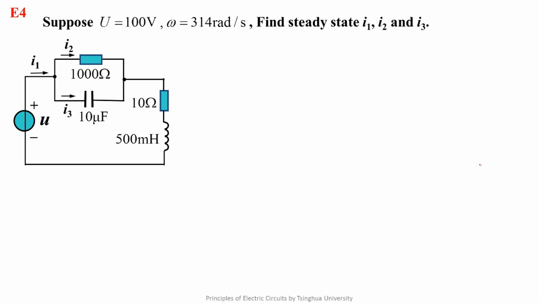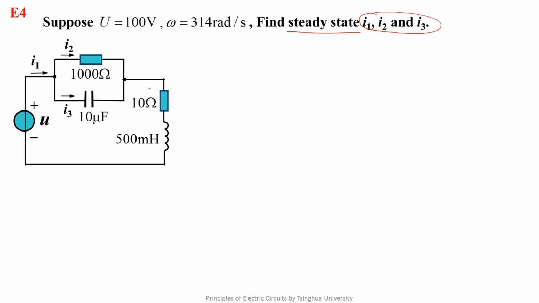Next, let's analyze a standard SSS circuit. This is a parallel of a resistor and a capacitor. A resistor and an inductor are serially connected, and then the two parts are serially connected. The voltage RMS is 100, with angle 0 degrees. The angular frequency is 314 rad per second. We are asked to find the time domain expression of all branch currents.